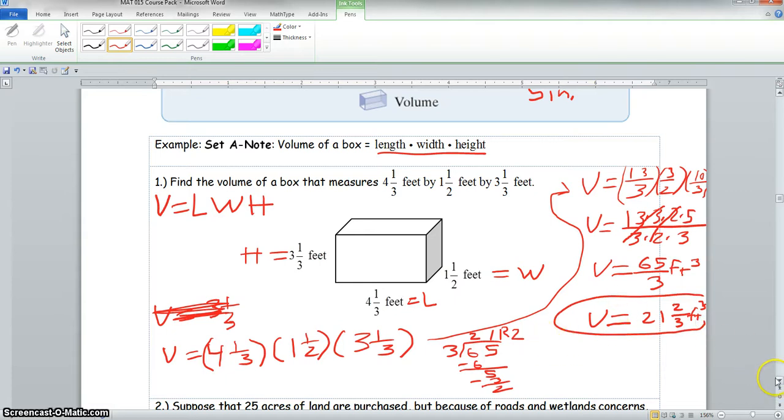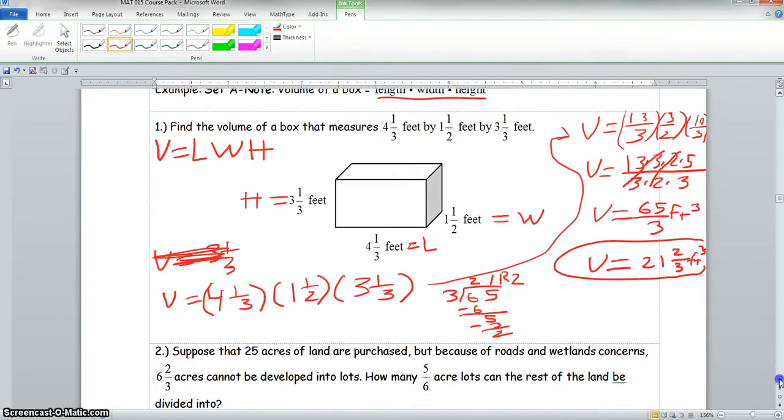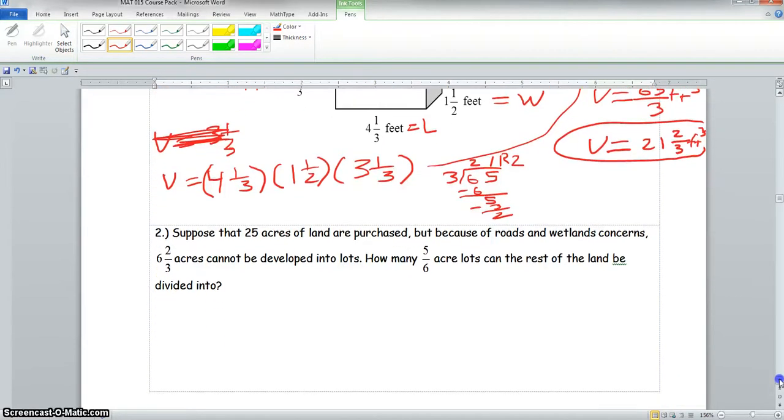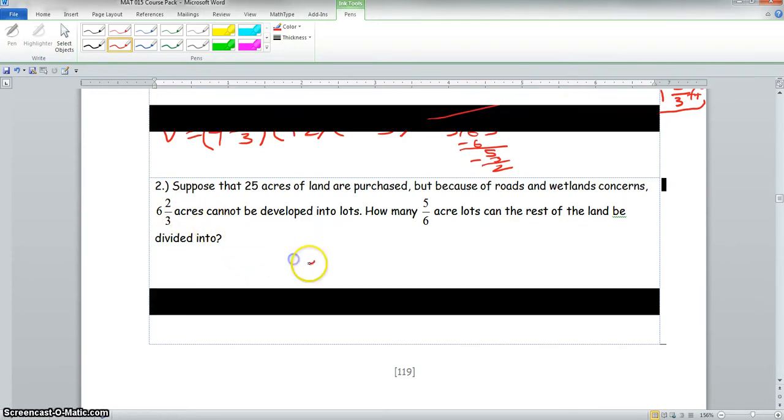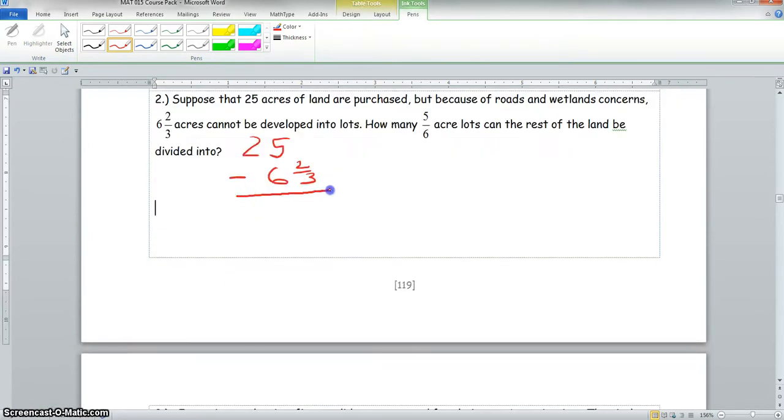Okay, now we scroll down. It says, suppose that 25 acres of land are purchased, but because of roads and wetland concerns, 6 2/3 acres cannot be developed into lots. How many 5/6-acre lots can the rest of the land be divided into? Okay, our first thing that we need to do is to determine how much land we're actually dealing with to develop. Now we had 25 acres. But remember, 6 2/3 cannot be used, so we need to subtract that. So we do not have access to that 6 2/3. Okay, so we subtract here.